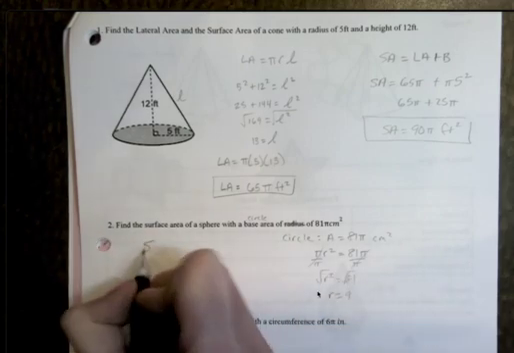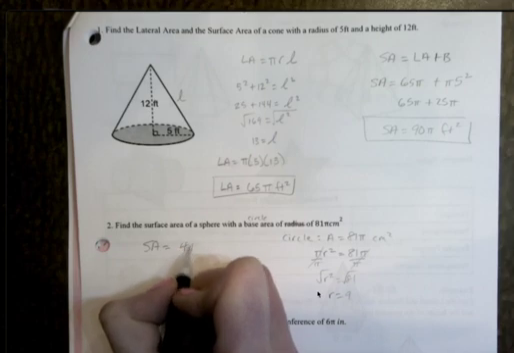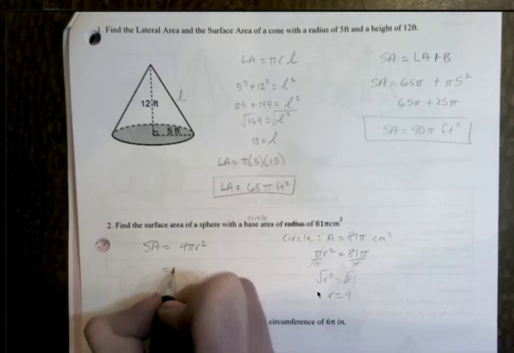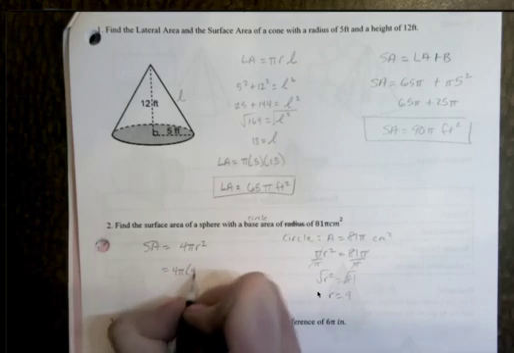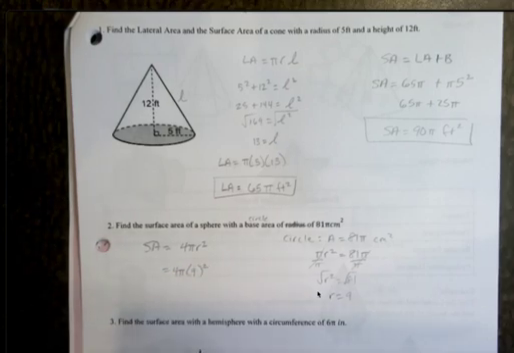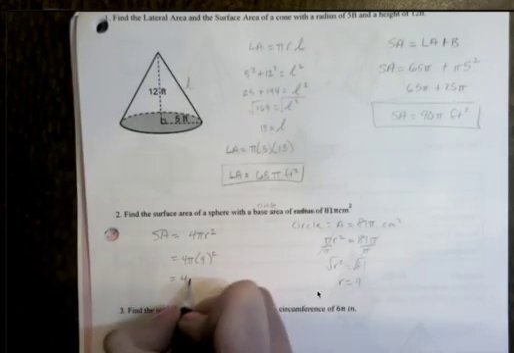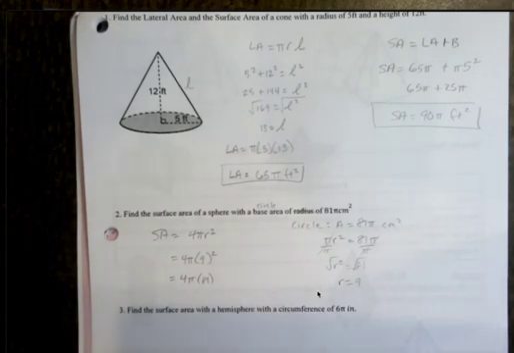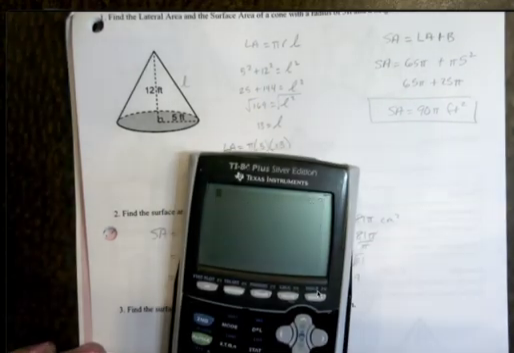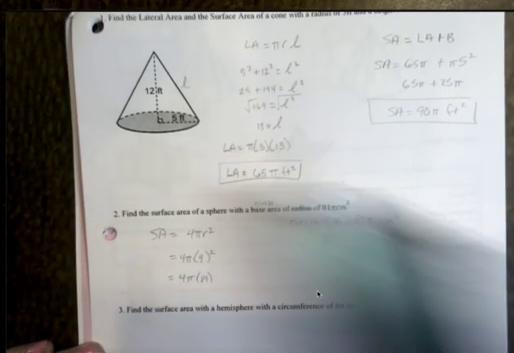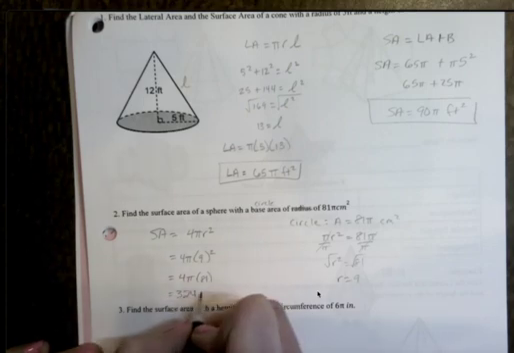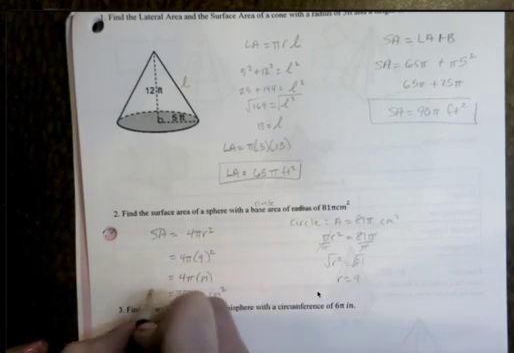So for the surface area of a sphere, remember it's 4 pi r squared. I now know r is 9, so we have 4 times pi times 9 squared. We have to do the exponent first, so I get 4 pi times 81. I can go ahead and do 4 times 81. I think it's 324. Let's check that. And we get 324 pi square centimeters.